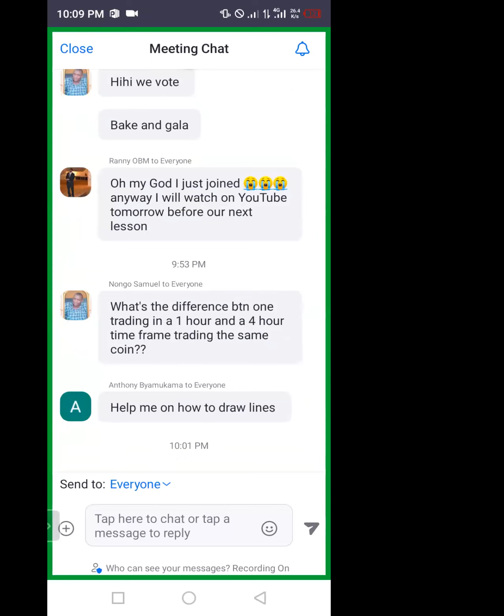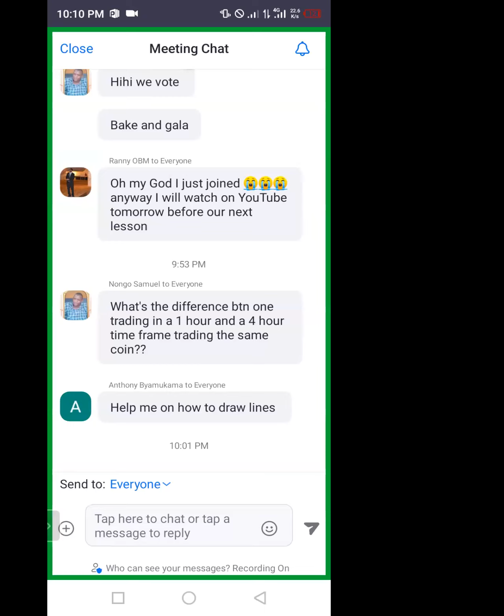I said the difference is, someone who is trading 1 hour, it means every candle you are looking at is formed within an hour. Whereas someone who is looking at a 4-hour time frame, by the time that candle ends, it means there are 4 1-hour candles.